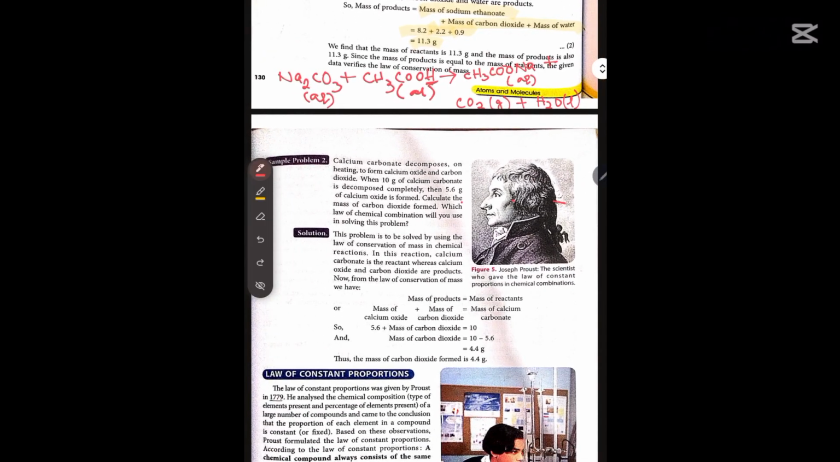So mass of reactants. In reactants, what is there? Sodium carbonate. The given mass of sodium carbonate is 5.3. See, 5.3 gram of sodium carbonate reacted with 6 gram of ethanoic acid. So this is your mass of reactants. Then in the product, 8.2 gram of sodium ethanoate, 2.2 gram of carbon dioxide and 0.9 gram of water. So these all are your products. When you add them, you see that the mass of reactant and the mass of product are coming out to be the same. So this verifies the law of conservation of mass.